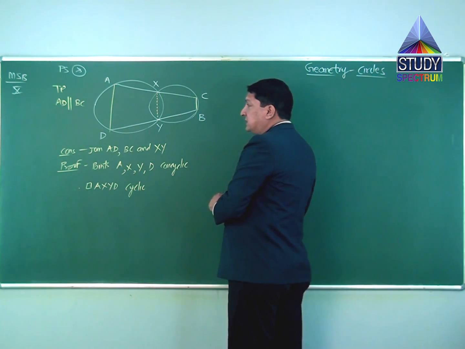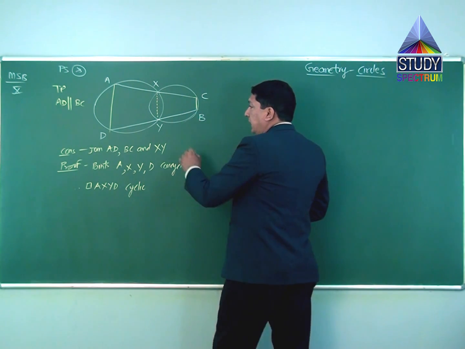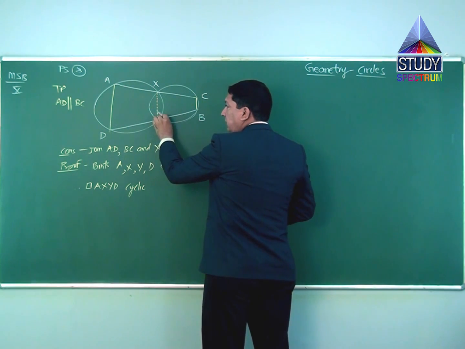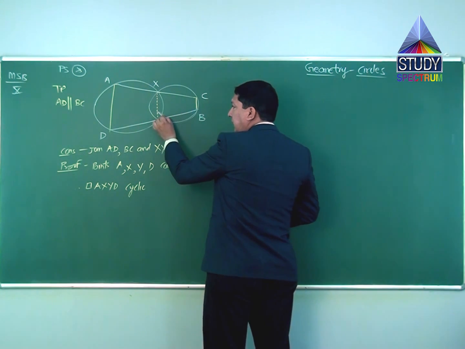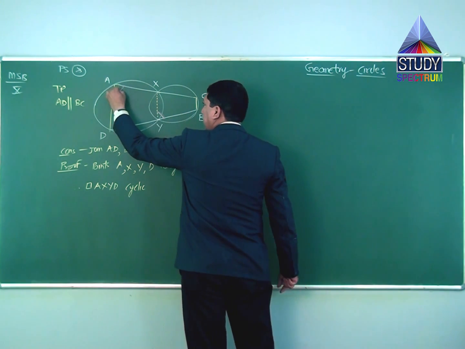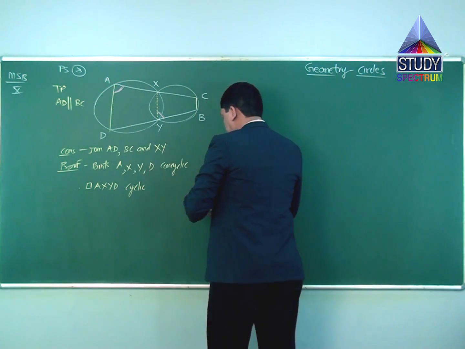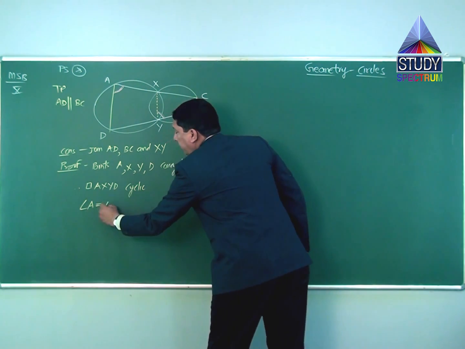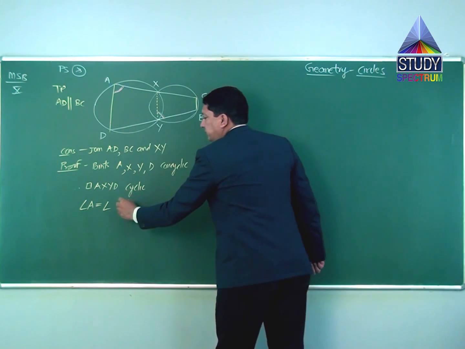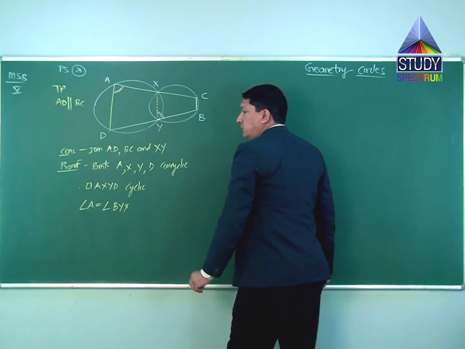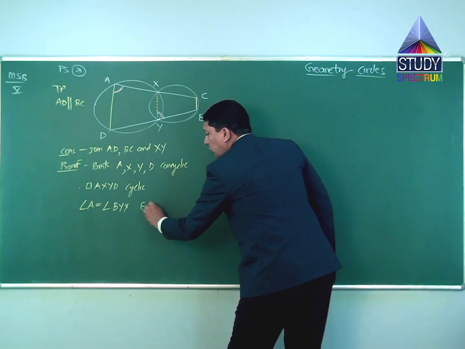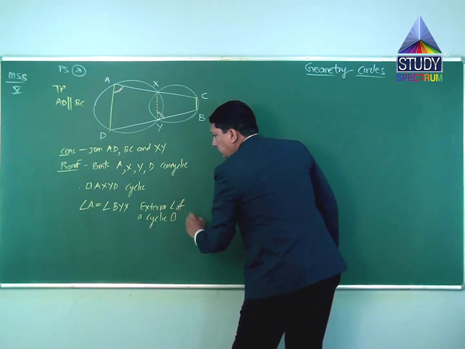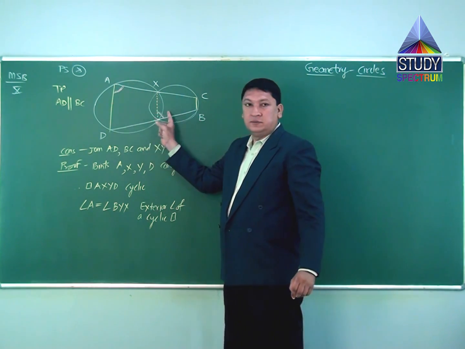Now when AXYD is cyclic, I can say this angle, don't you think this angle is an exterior angle? This angle is the opposite interior angle. Therefore, I can say angle A is congruent to angle BYX. Reason: exterior angle of a cyclic quadrilateral. So these two angles are equal now.